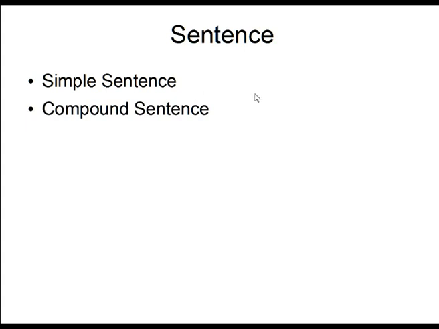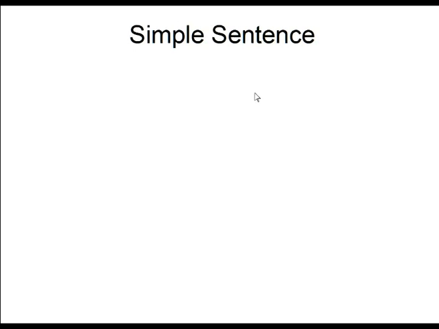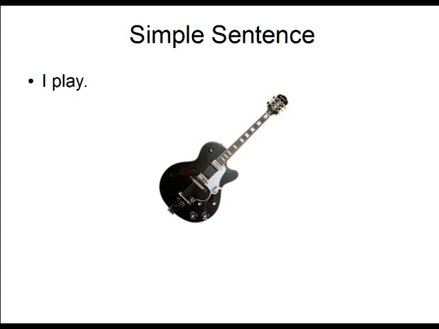The compound sentence, the complex sentence, and the compound complex sentence. First, the simple sentence. A simple sentence has one independent clause and nothing else. Sure, it can have other phrases, but it can't have any more clauses. I play is a simple sentence. So I can say I play, or I play guitar, or I play video games. It's a simple sentence because it has an independent clause, and only one of them. I play, a subject and a verb.